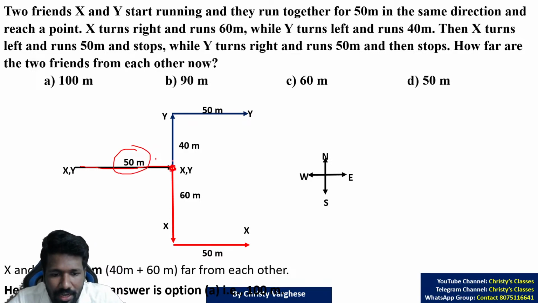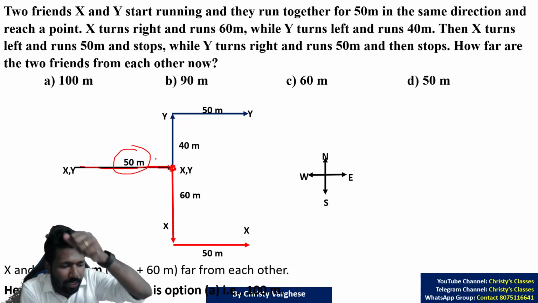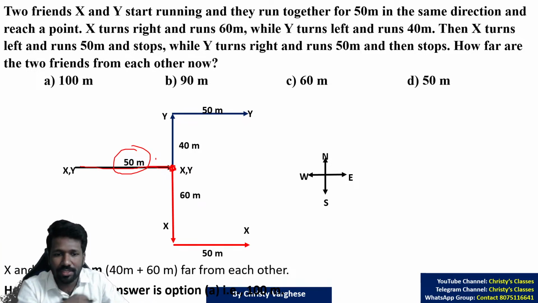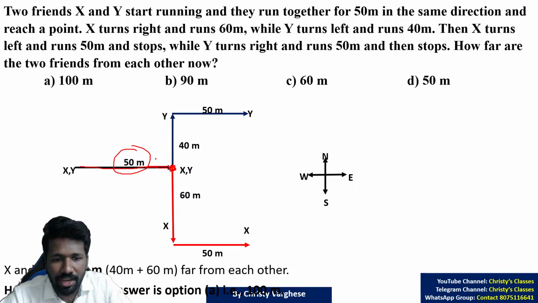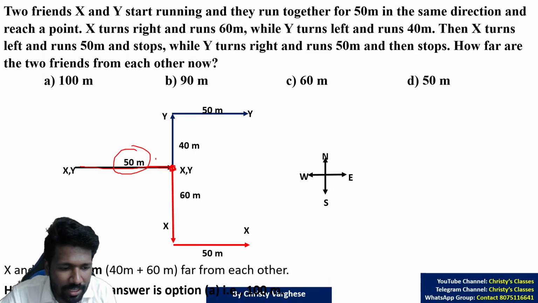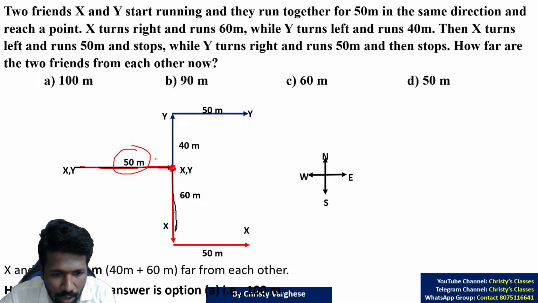X turns right. Now first we will think about X. X turns right means, again, if you have confusion, turn the paper towards your face and see your right. That will be the right of X also. X turns right and travels for 60 meter. So you can draw it like this, downward, right 60 meter. So this is 60 from here to here.